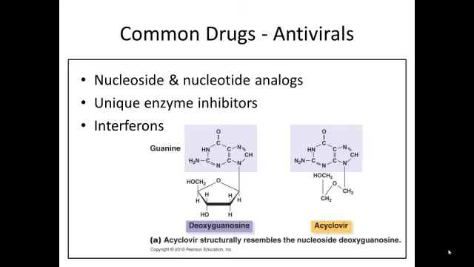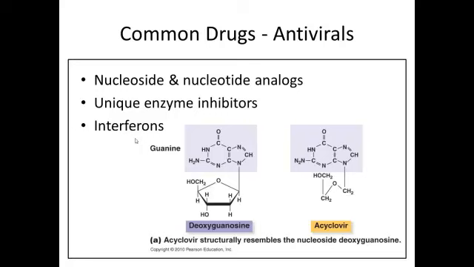Now on to antivirals. Now, we talked about antivirals in the last chapter when we talked about HIV, and those drugs are unique enzyme inhibitors. I'm not going to go over them again. Make sure that you understand them from the last chapter. Interferons we've talked about before in the chapter on innate immunity. Make sure you understand those and how they inhibit viruses.